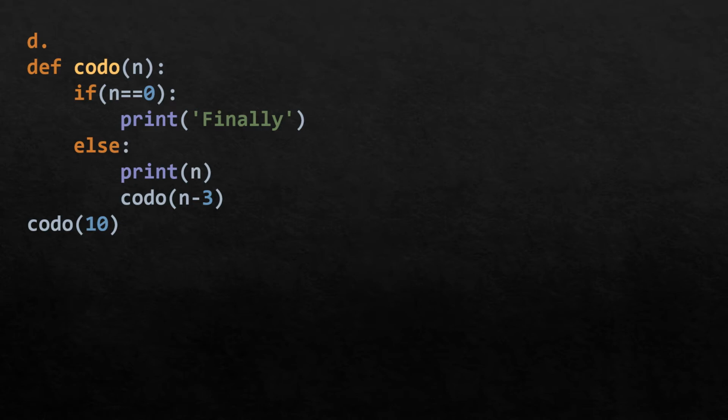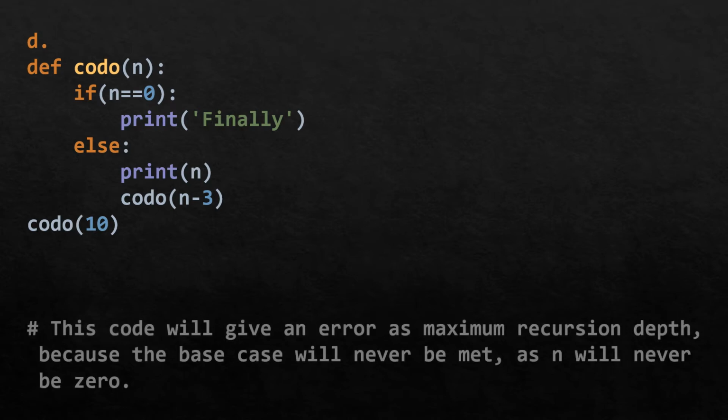Now again consider the same function codo, but here the recursive call is codo of n minus 3 and we are calling the function with the value 10. So what will happen? N will never be 0. That means base case will never be satisfied. So this piece of code will also give an error because maximum recursion depth will be reached and base case will never be met as n will never be 0.